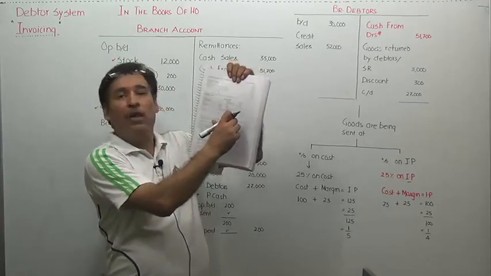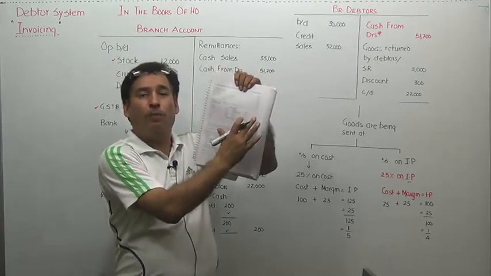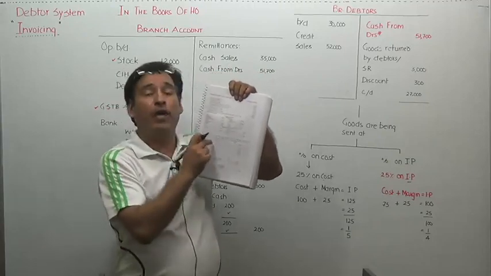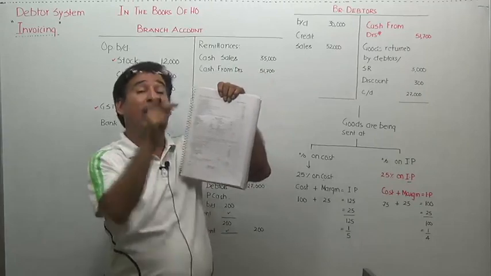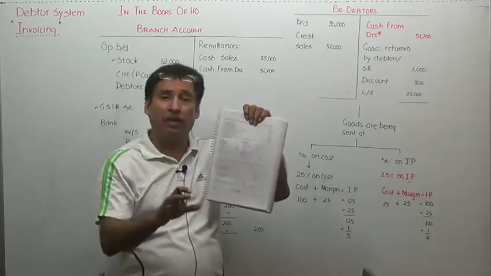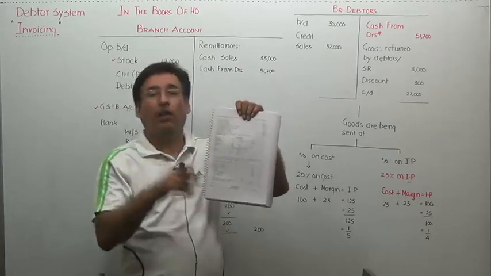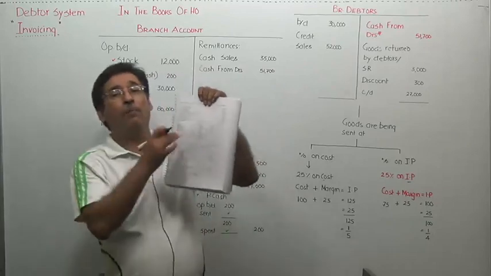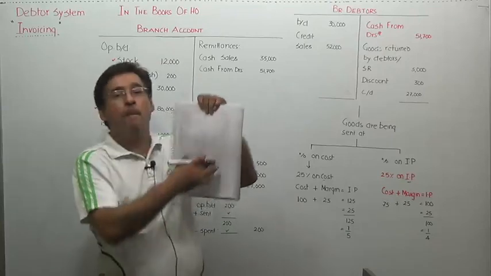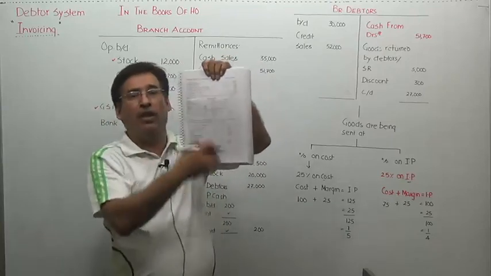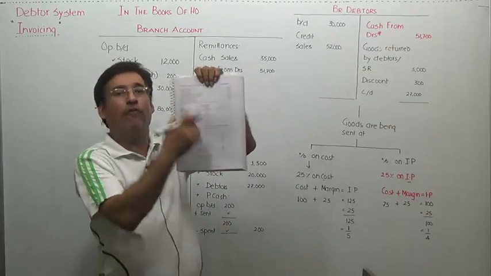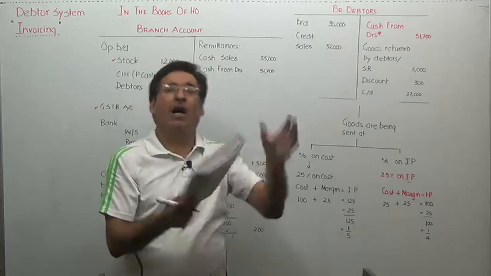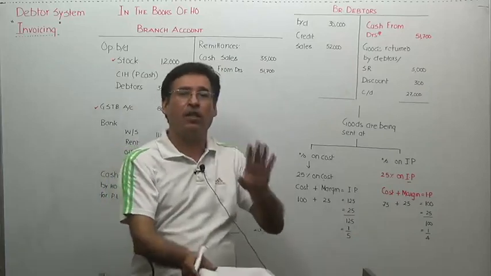Even if the words invoice price would not have been written, you would have presumed it to be at invoice price only. You got my point or not? What I said, opening rates may be at cost price or may be at invoice price. But information below in the question with respect to goods will always be at invoice price unless I add something else to it later on.